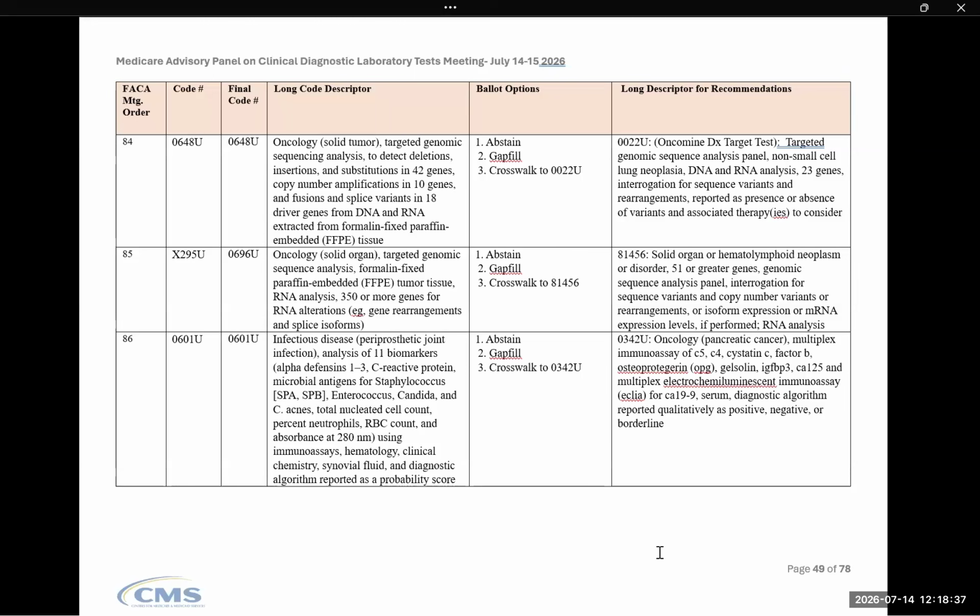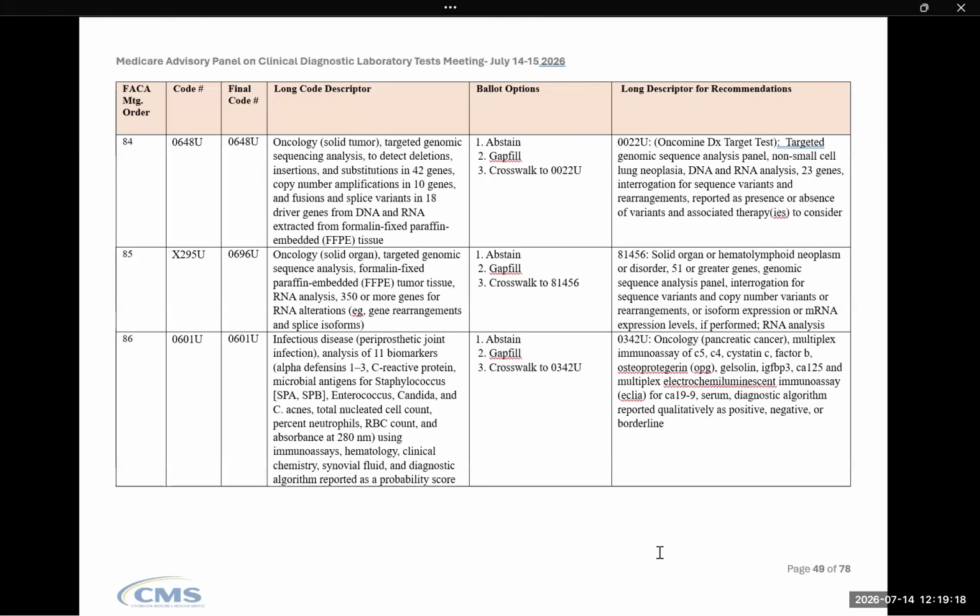For pricing, my recommended ballot option is to crosswalk to code 0022U. The rationale is that 0022U is a targeted DNA and RNA genomic sequencing panel for solid tumors that shares the same dual nucleic acid methodology and resource profile. I would flag for the panel that 0022U is a 23 gene non-small cell lung cancer panel, so it is a somewhat smaller comparator than this 46 gene pan-solid tumor assay. The panel may wish to weigh whether that difference in content warrants any adjustment.